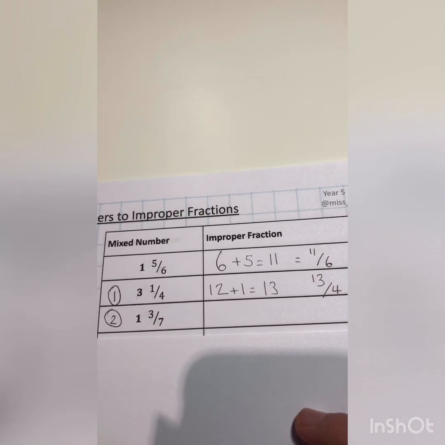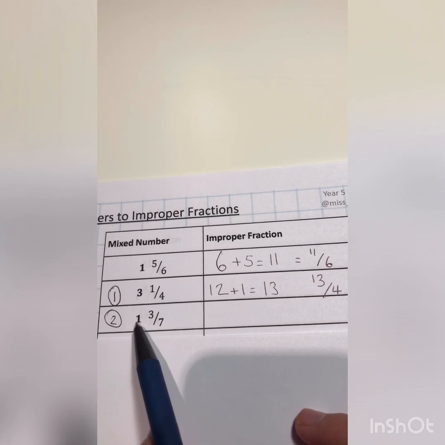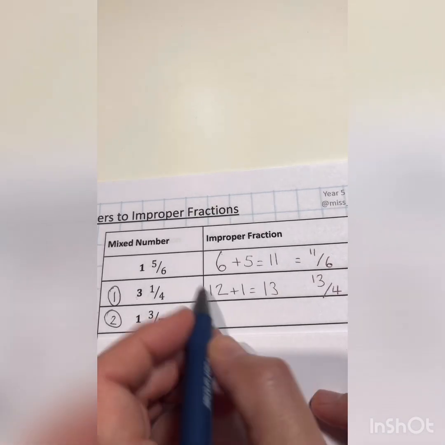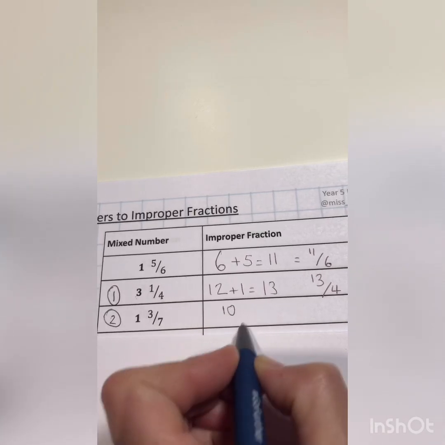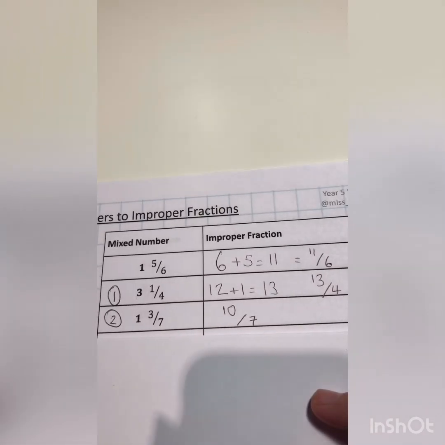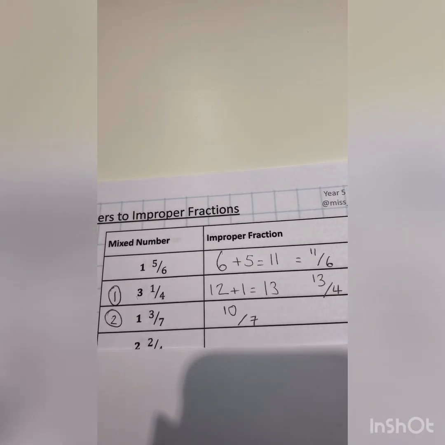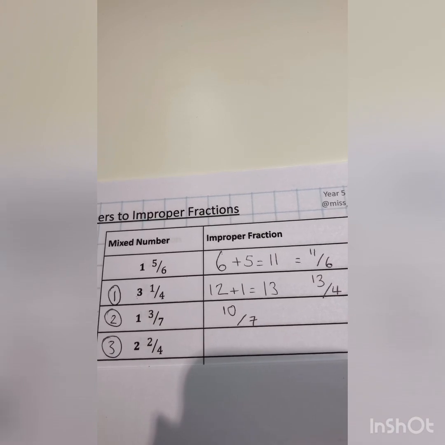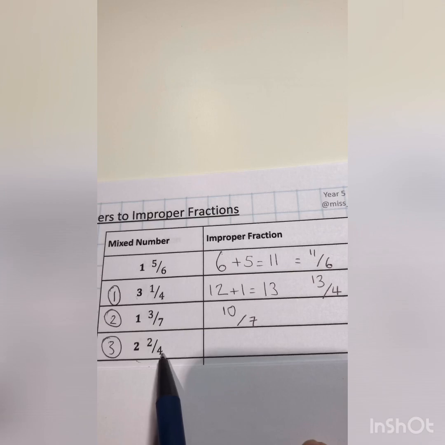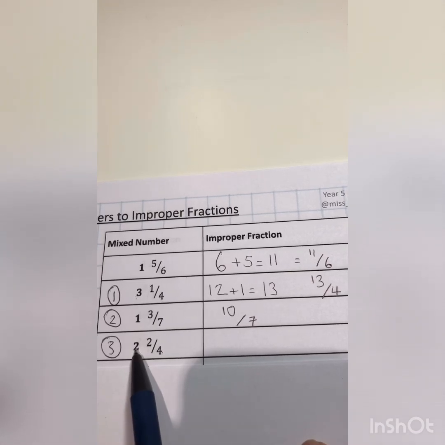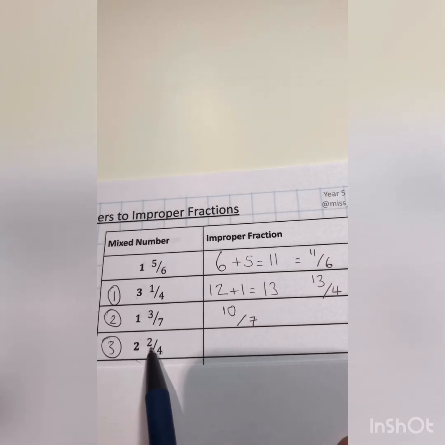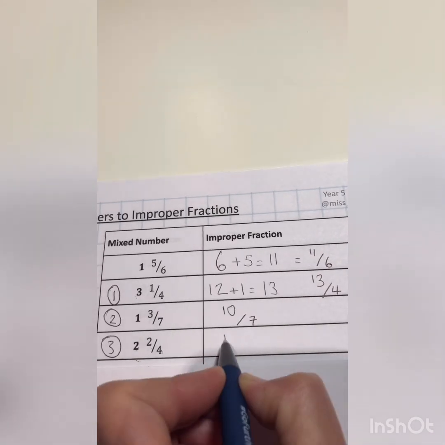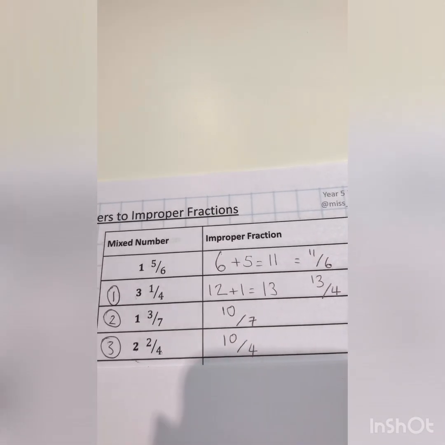Okay, did you get it? 7 times 1 is 7, easy peasy. Add 3 is 10. So the answer is 10/7. Okay, number 3. Press pause and go for it. Okay, how did you get on? Let's do it again. You multiply the denominator by the whole number. That's 8 plus 2 more is 10. 10 quarters. That one.